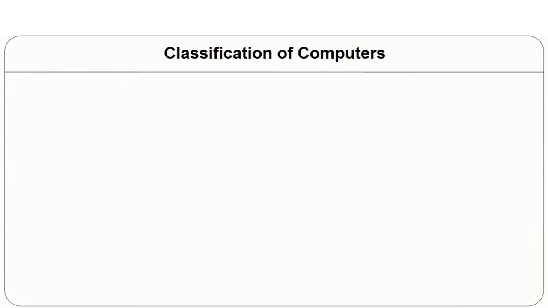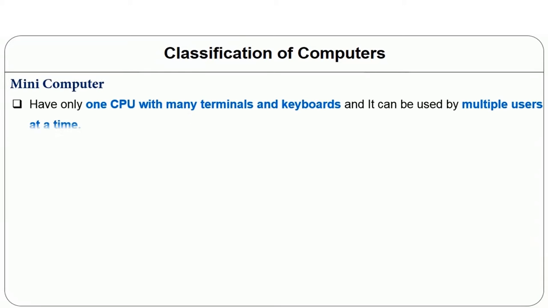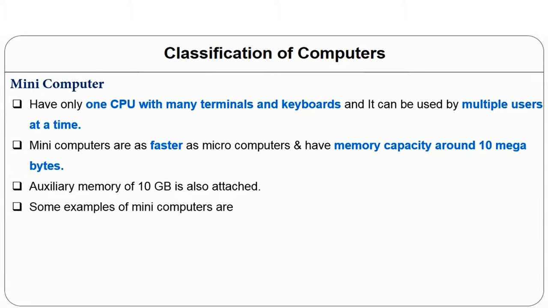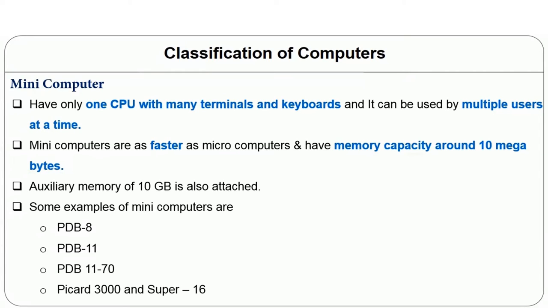Mini computer. The mini computer will have only one CPU with many terminals and keyboards. It can be used by multiple users at a time. Mini computers are as fast as microcomputers and have memory capacity around 10 megabytes. Auxiliary memory of 10 GB is also attached. Some examples of mini computers are PDP-8, PDP-11, PDP-11/70, etc.